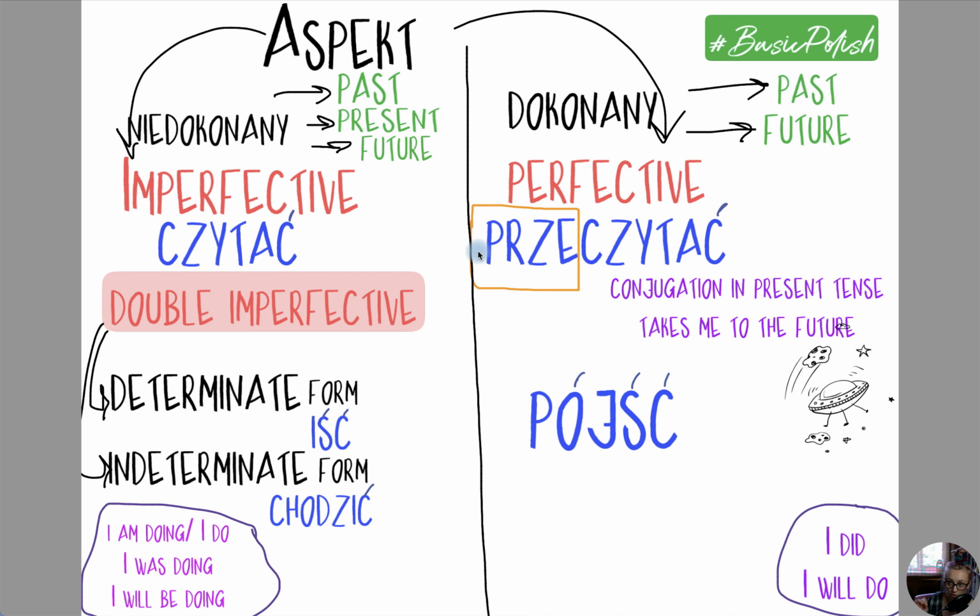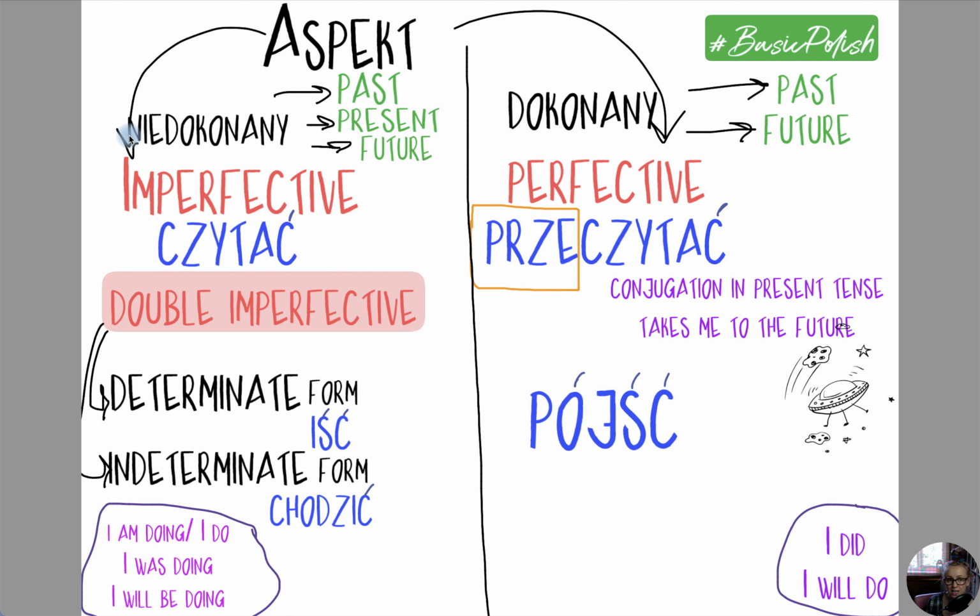Now, just take it slowly. If it's a little bit too challenging, stop the video, stop the lesson, and go back to the very beginning. It's going to be a little bit difficult, but I'm sure you can grasp it. So, once again, czytać and przeczytać both mean to read. But what is then the difference and why does it matter? Why does it matter that this is imperfective aspect and this is perfective aspect?